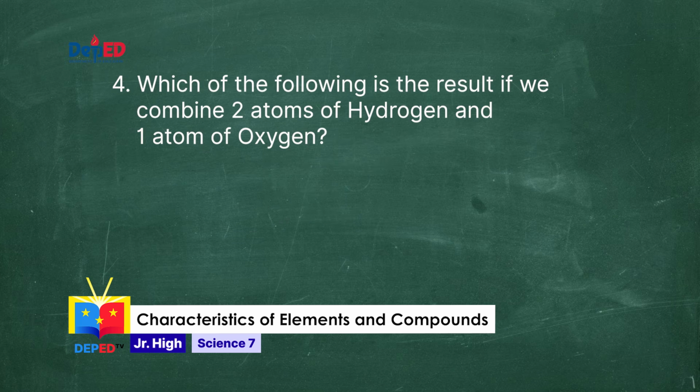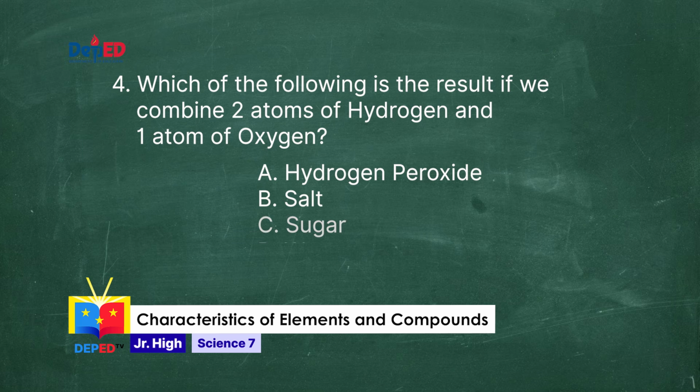Number 4. Which of the following is the result if we combine two atoms of hydrogen and one atom of oxygen? A. Hydrogen peroxide. B. Salt. C. Sugar. D. Water. Excellent! Letter D is the answer. Water.